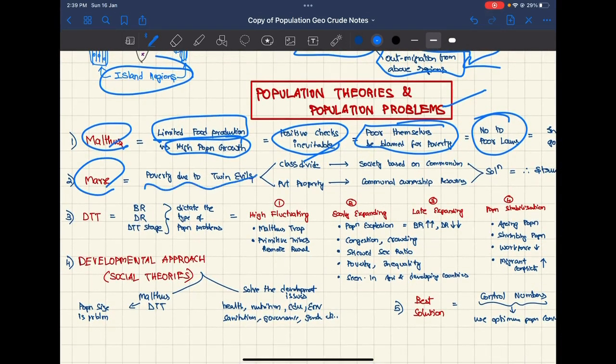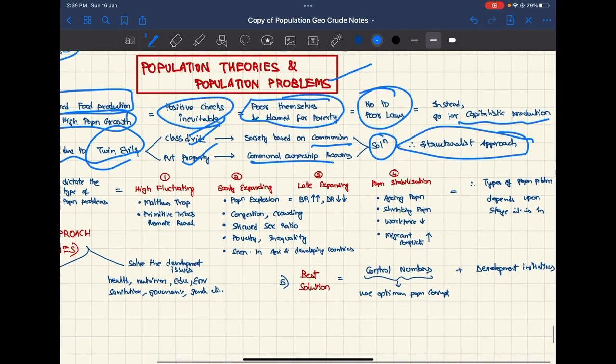Marx said poverty is due to twin evils, class divide and poverty. Therefore, his solutions are communism and communal ownership of resources. Therefore, he follows a structuralist approach.